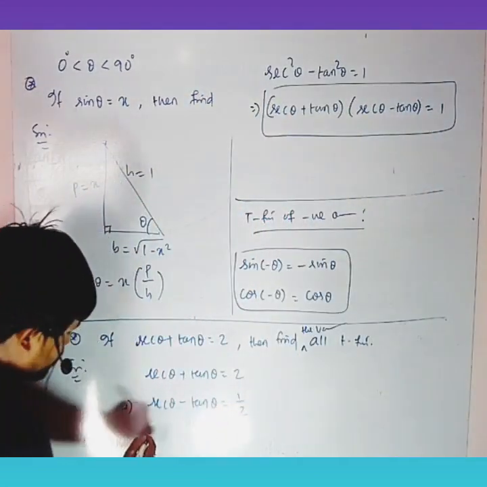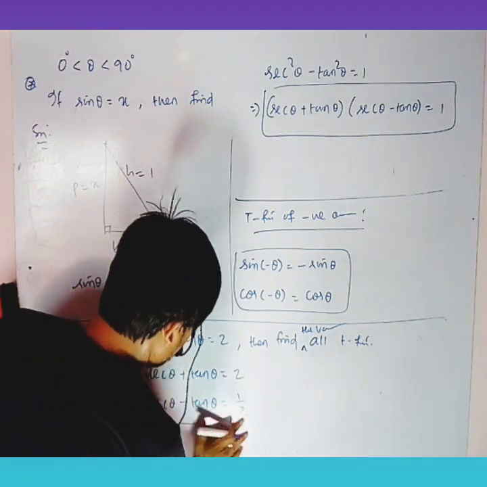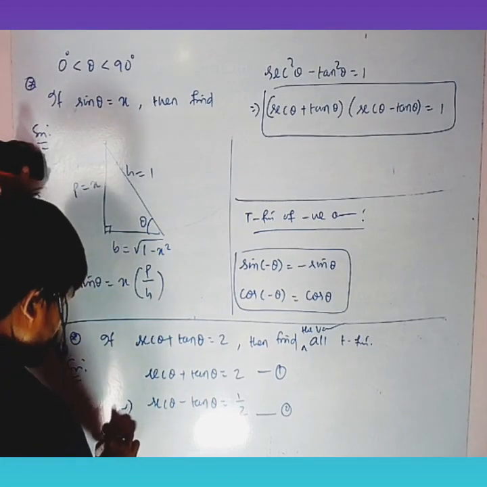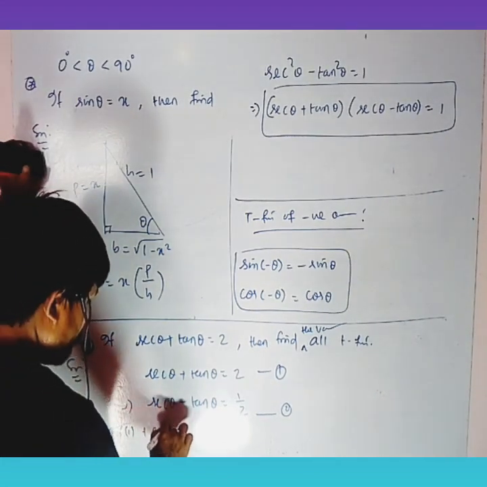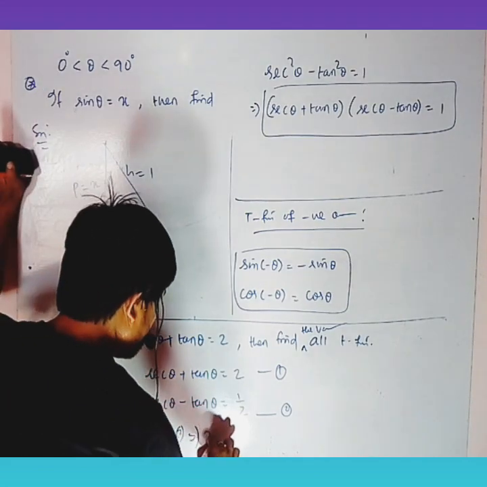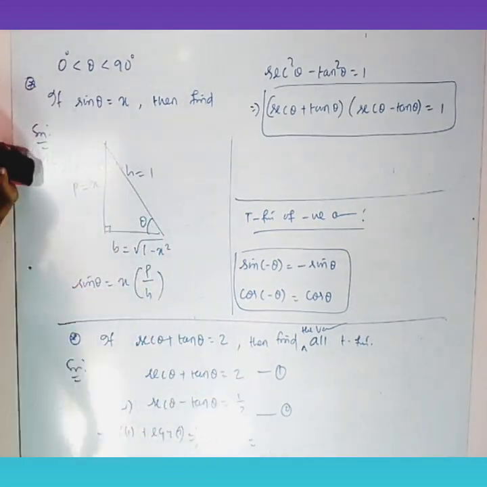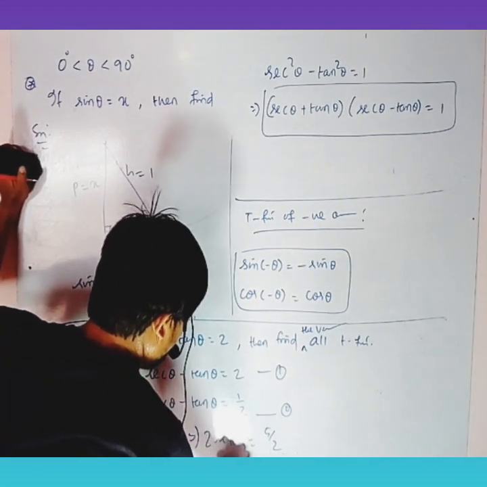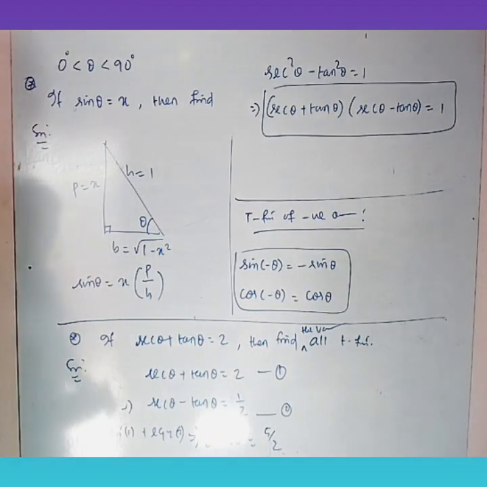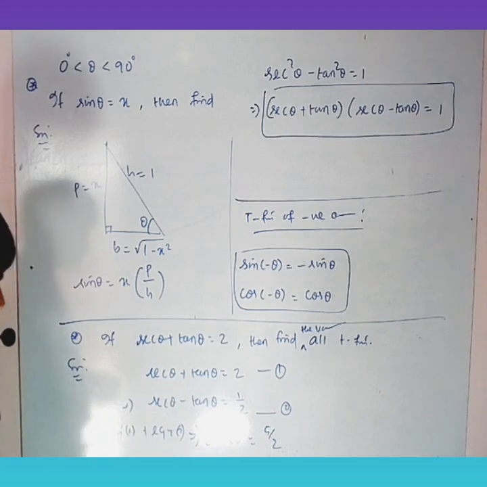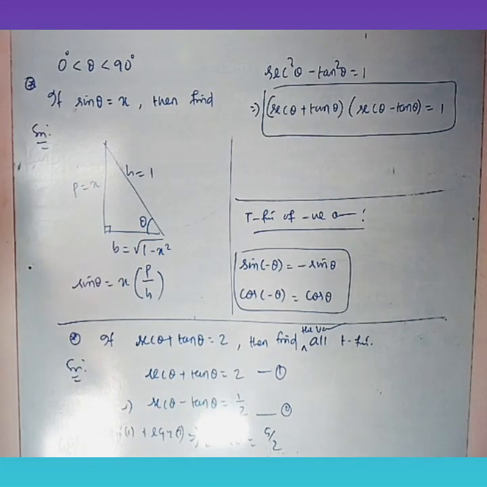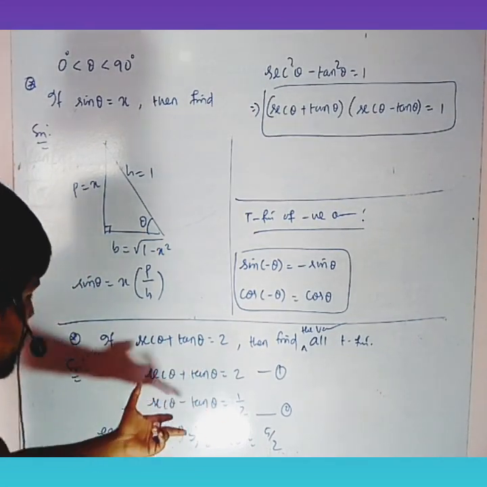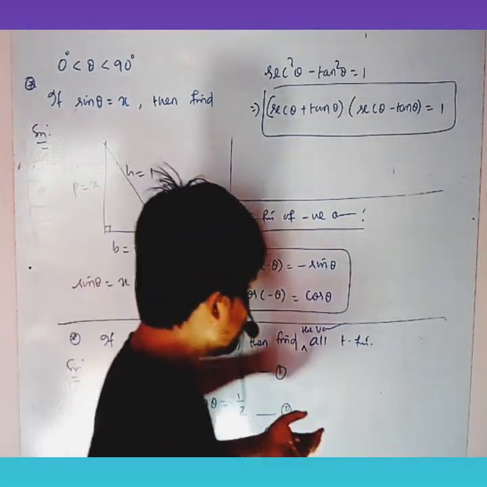So by adding these two, let it be equation 1 and equation 2. Equation 1 plus equation 2 implies 2 sec theta equal to 2 plus 1 by 2, that is 5 by 2. So sec theta equal to 5 by 4. So we can find tan theta, again sin theta and cosec theta. If sec theta is given, then we can find tan theta, again sin theta equal to tan theta by sec theta. Then others are the reciprocal of the others.